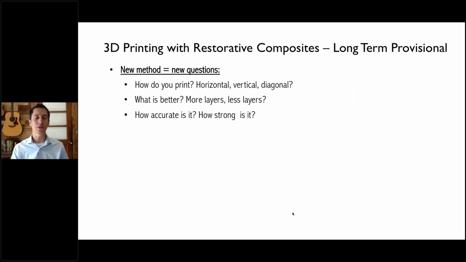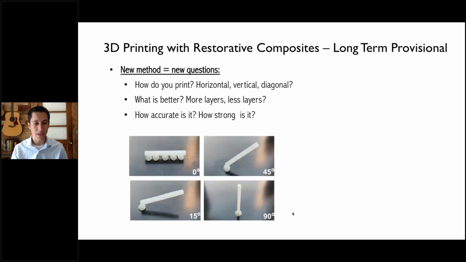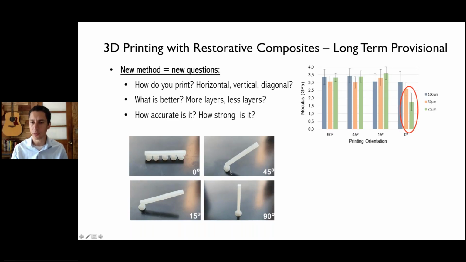So the questions that we started asking were, now we have this new method, and much like what you saw in the previous slides, you start wondering what the different types of printing formats would actually result in. So how do you print? Horizontal, vertical, diagonal? What is better? More layers, fewer layers? How accurate is it? And we just saw a very nice example of how that affects the accuracy of the printed parts. So we started with these 3D printed bars with different angulations for the printing process, and looked at the mechanical properties of these different printed structures.